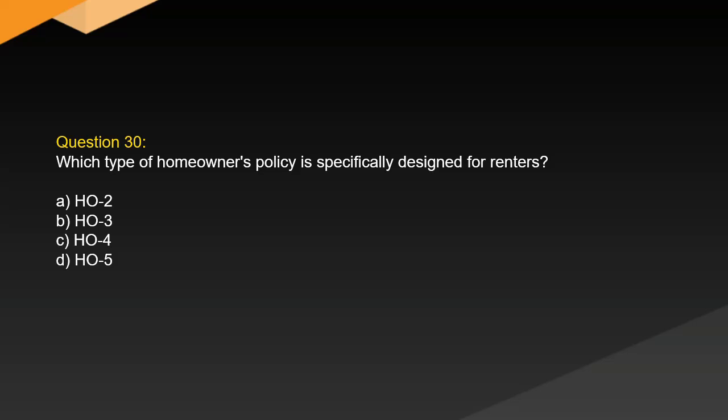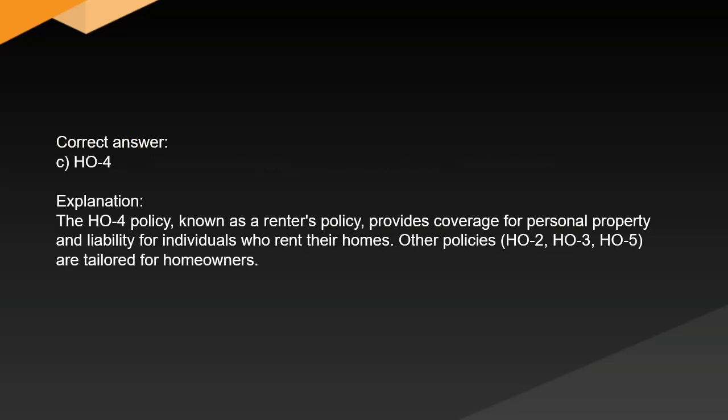Question 30. Which type of homeowner's policy is specifically designed for renters? A. HA2. B. HA3. C. HA4. D. HA5. Correct answer. C. HA4. Explanation. The HA4 policy, known as a renter's policy, provides coverage for personal property and liability for individuals who rent their homes. Other policies, HA2, HA3, HA5, are tailored for homeowners.